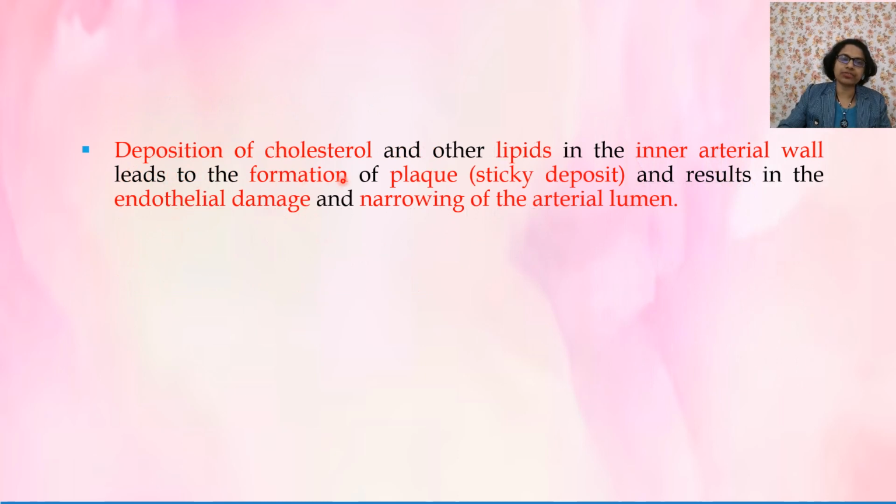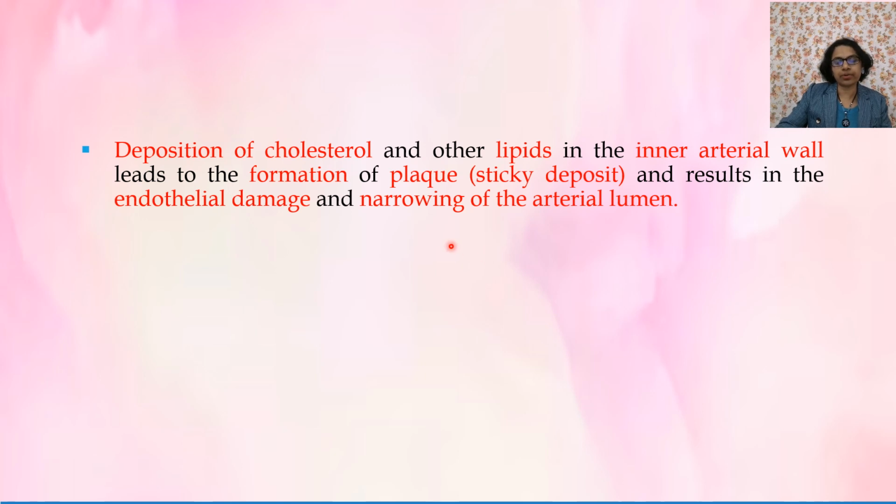Then, the deposition of cholesterol and other lipids in the inner arterial wall leads to the formation of a flake, also known as a sticky deposit, and results in endothelial damage. So, what is happening here? Damage can occur to the endothelium, along with narrowing of the arterial lumen.